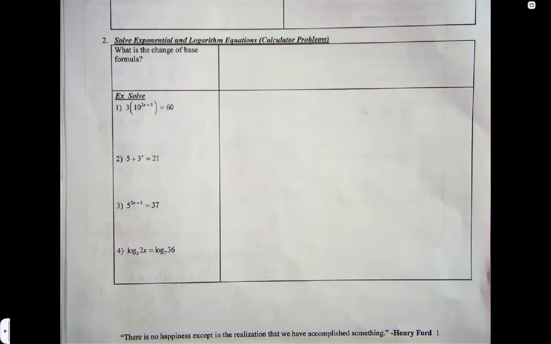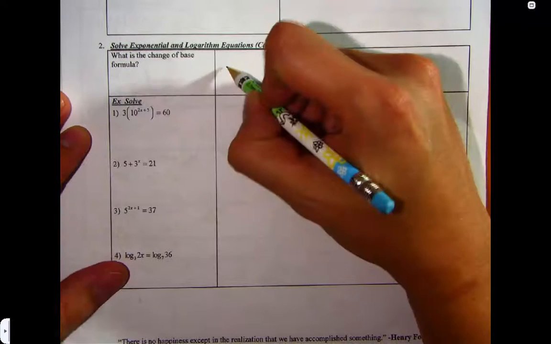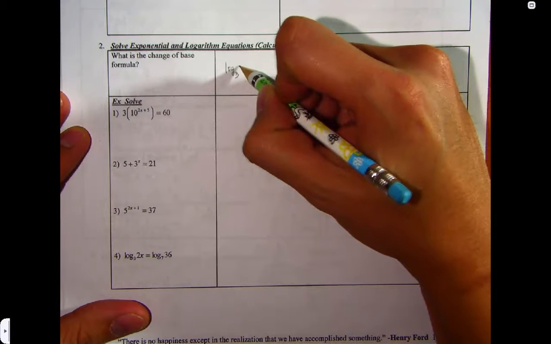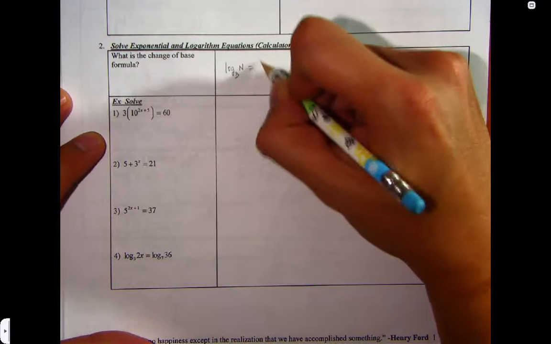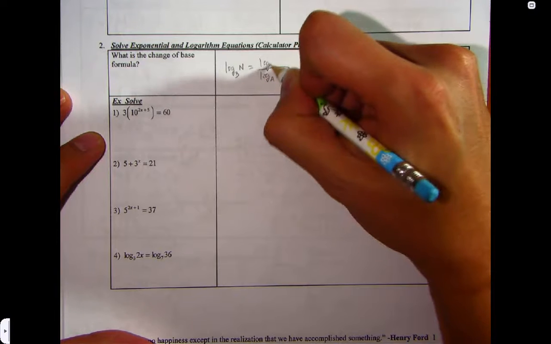Classwork 5-6. Solving exponential and log equations using a calculator. First of all, let's remind ourselves, what is the change of base formula? If you have a log of a certain base, b, and you're taking a certain number n, you can change the base to any base you want. We'll just call it a.